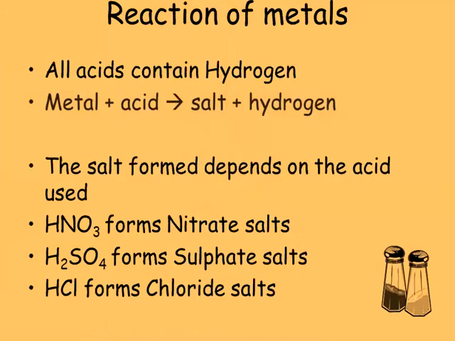So we can say that the reaction of metals with acids gives salt and hydrogen. Since all acids contain hydrogen, we have displacement of hydrogen by the metal, in the form of ions, to form the salt. The salt formed depends on the acid used. Nitric acid forms nitrate salt, sulfuric acid forms sulfate salt, and hydrochloric acid forms chloride salts.